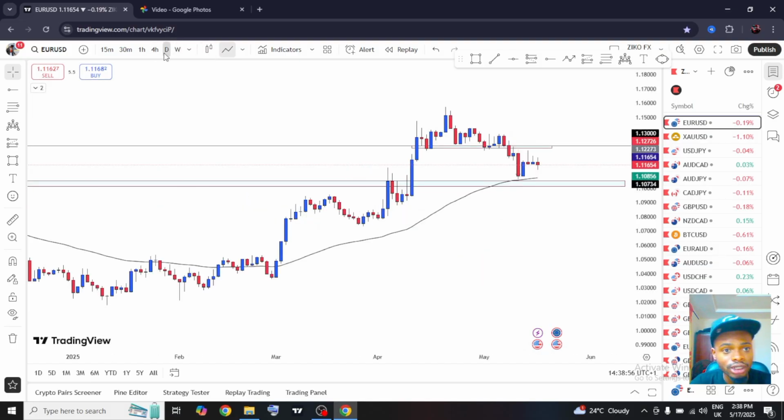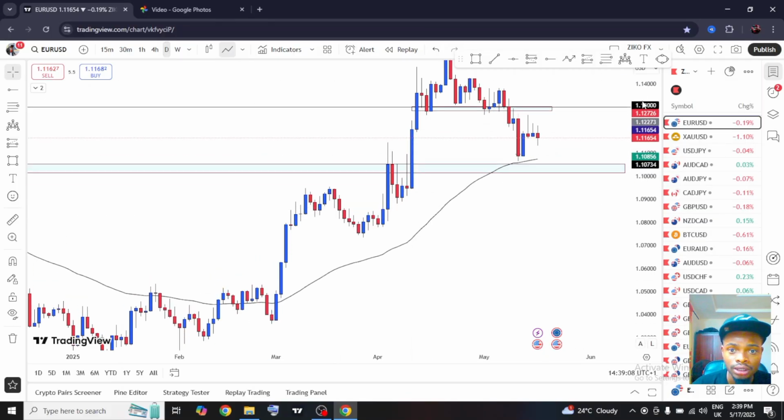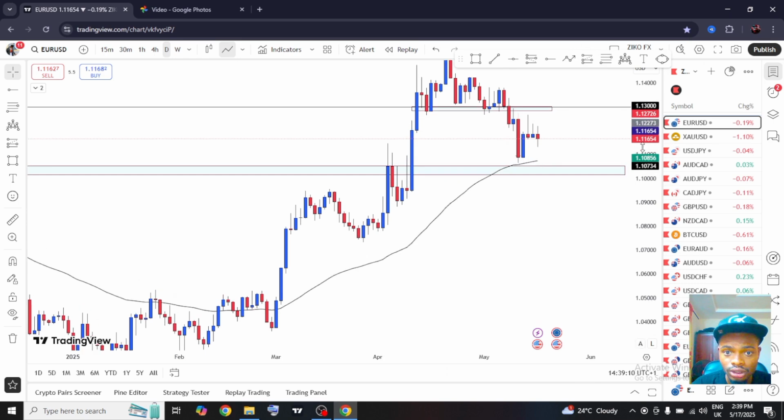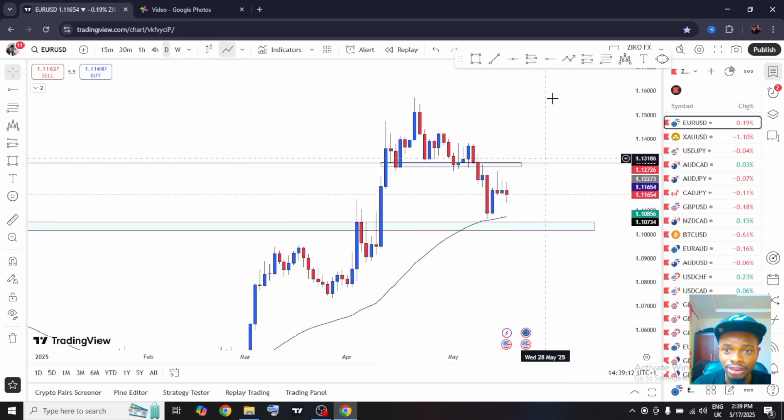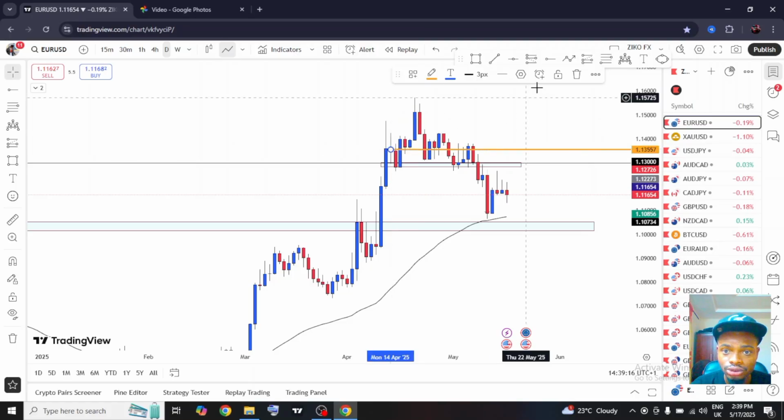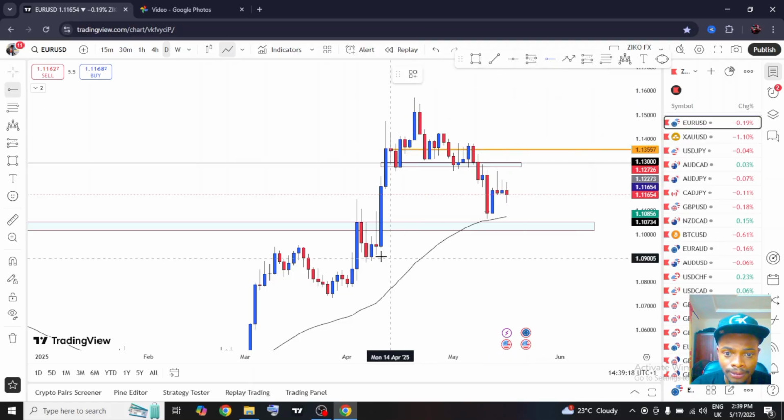The strategy requires you to check if there are at least two time frames in sync, whether the weekly and the daily are in sync, or the daily and the 4 hour are in sync, or all three are in sync. So coming over to the daily time frame, you can see that the daily is bearish, and let me show you how the daily looked at the time I saw it.